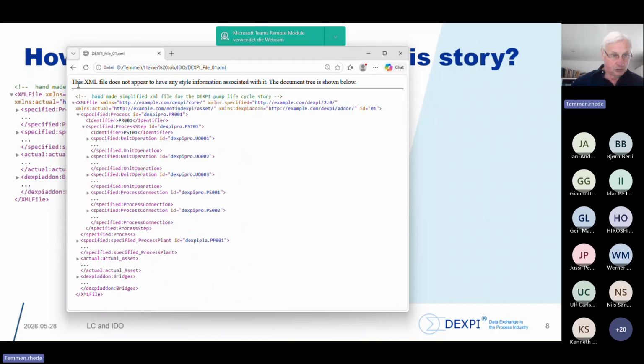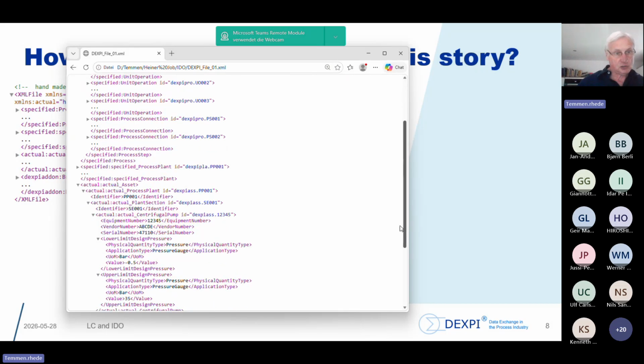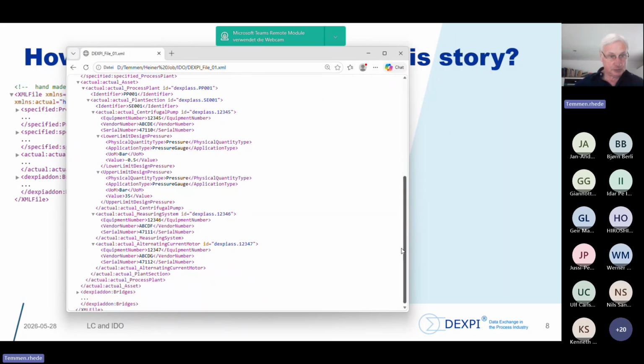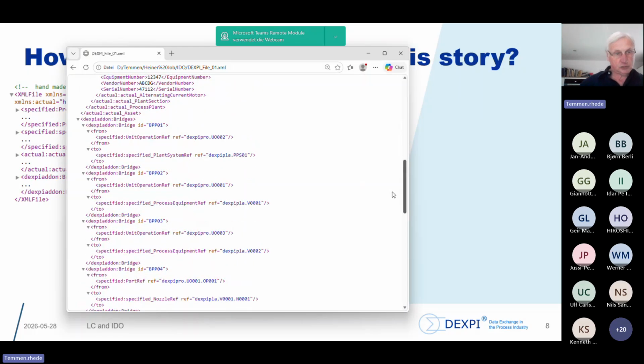If we go to the next part, the specified part we had, and then we go to the actual one. In the actual plant, we have the whole plant and the plant section as actual, and we see the different assets, or physical equipment: the actual centrifugal pump with some properties, the measurement system, and the alternating current motor. And then the last part, those were the relations between the different objects.